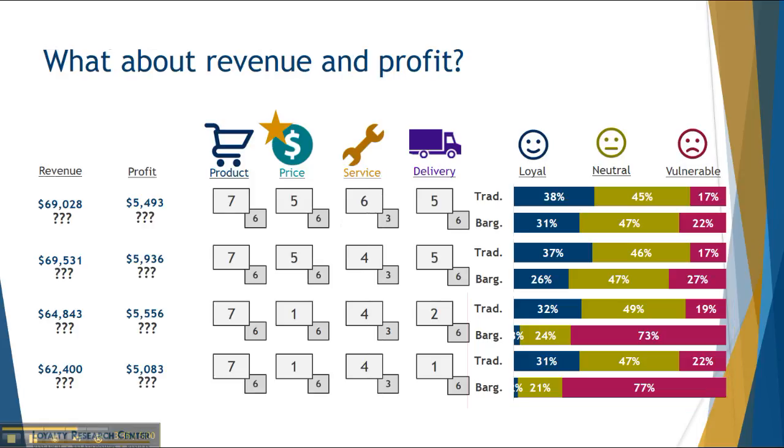What about revenue and profit? Recall the results for the traditional segment. How do results for bargain hunters compare to those for traditionals? Option 1. Option 2. Option 3. Option 4.